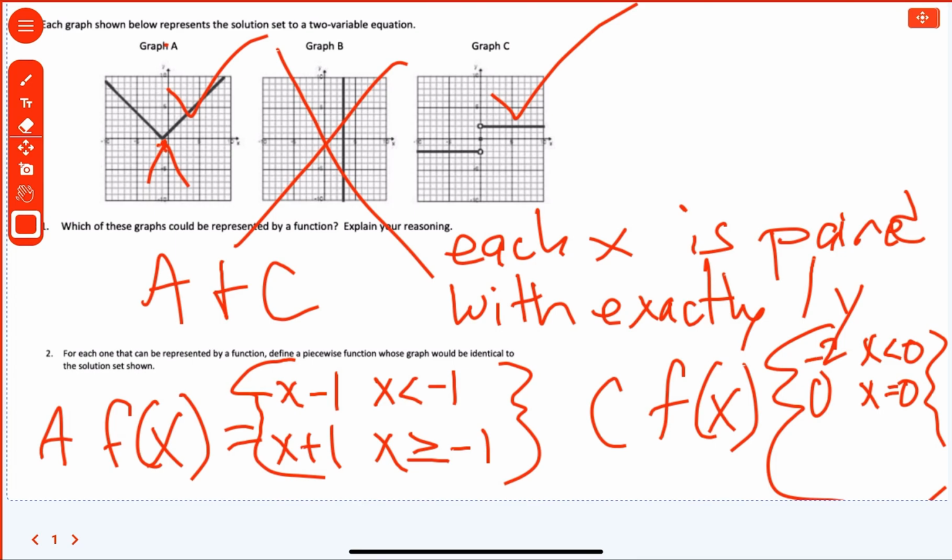Now, when x is greater than 0, what is every single y? 2. There you go. And that's how you would do that.